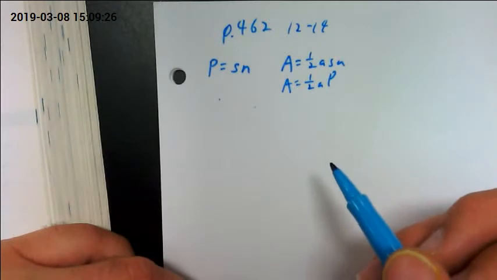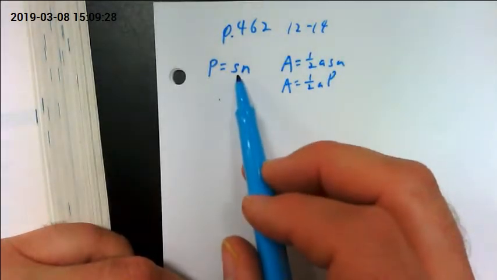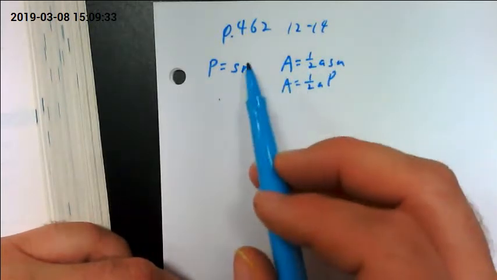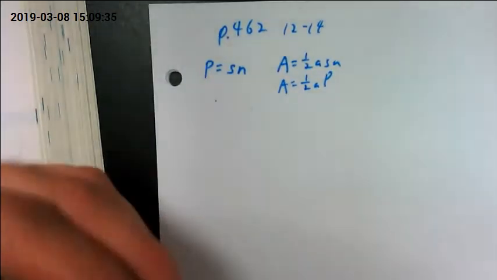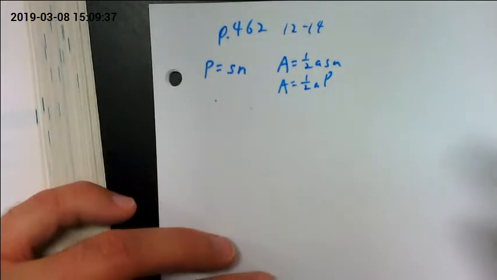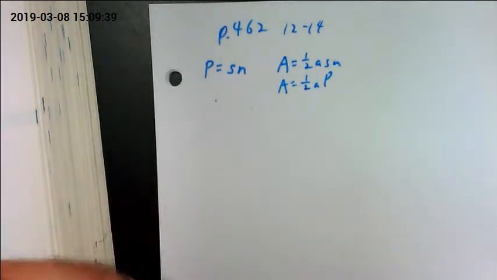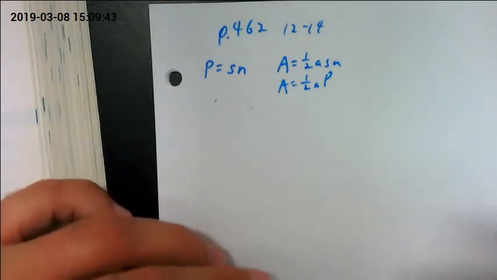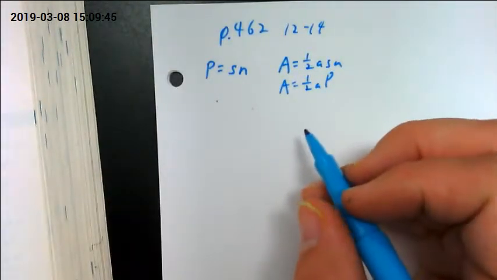Wait, so the second formula is easier? No, again, you're still doing the same work because you still have to do S times N. It's just whether I want to write it out here or do it as perimeter and then plug it in. It doesn't matter. So some of the questions ask you for a perimeter as well. So I might as well just find the perimeter and then do the area, since it's part of that formula.